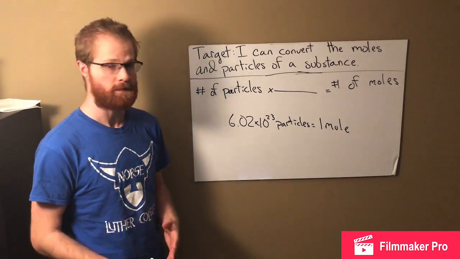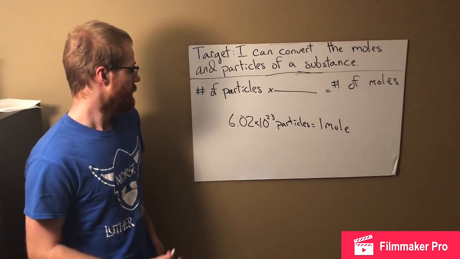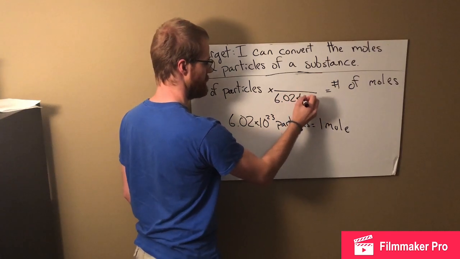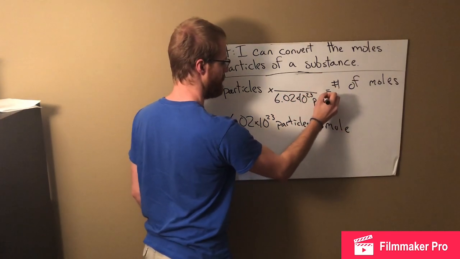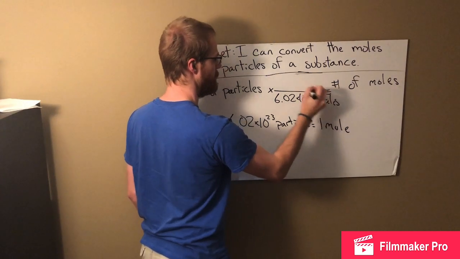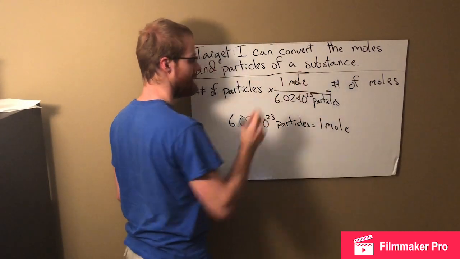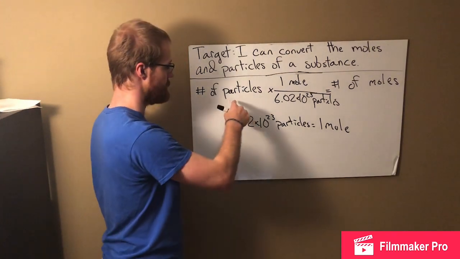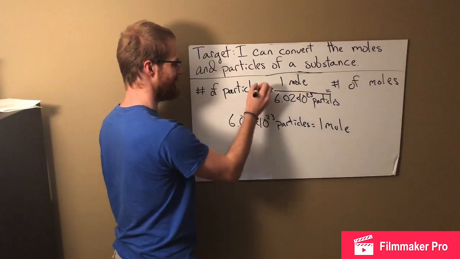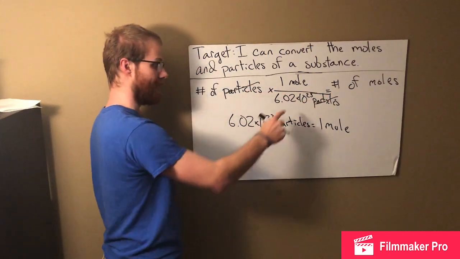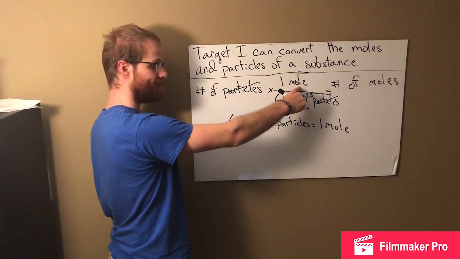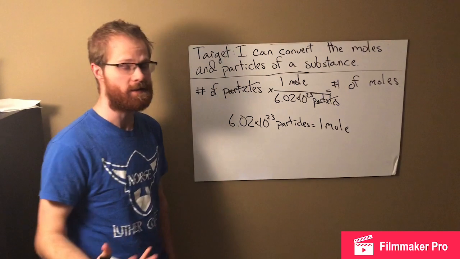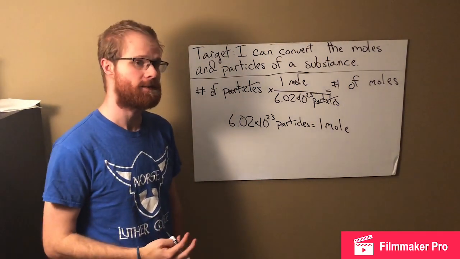Okay, let's see if you're right. What I'm going to do is put 6.02 times 10 to the 23rd particles on the bottom, and I would put 1 mole on the top. The reason I'm doing it differently from last time is because my particles need to cancel out so that I'm left with units of moles. And it's okay to do this because these two numbers equal each other, they just have different units.